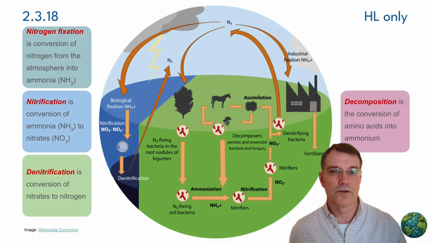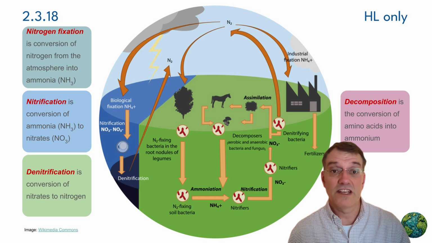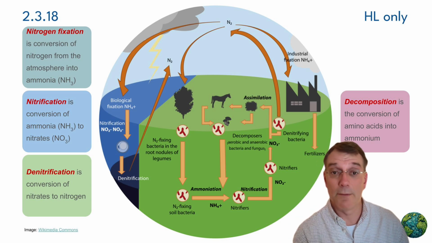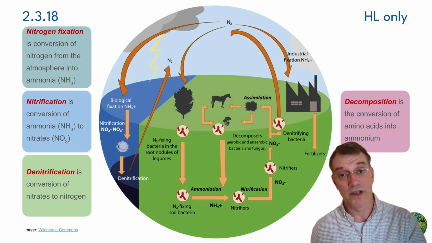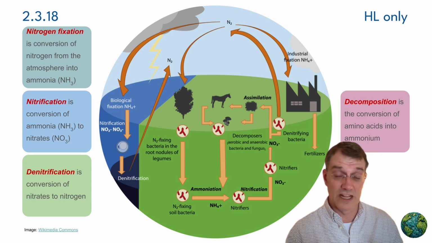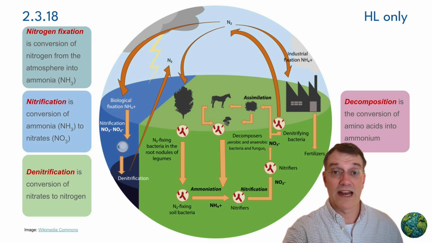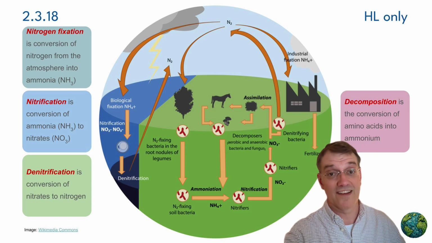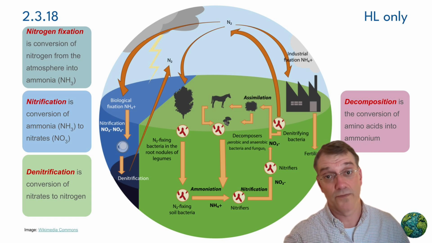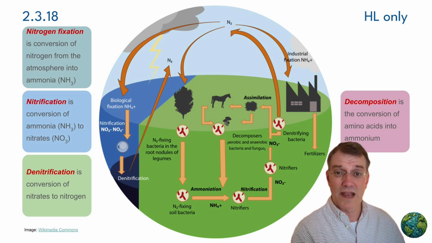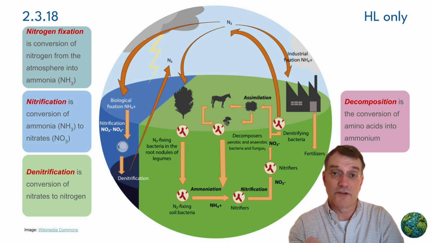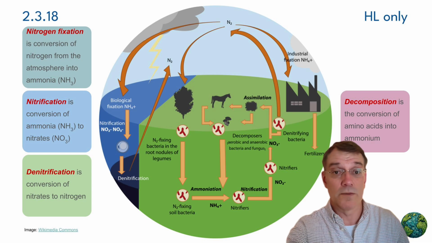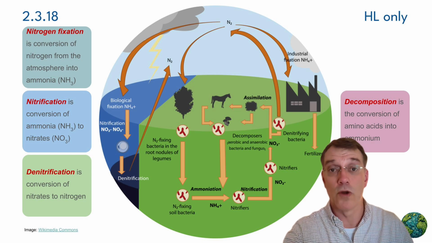Let's trace these bacterial processes. Nitrogen-fixing bacteria transform atmospheric nitrogen gas into ammonia, which makes the nitrogen available to plants. Nitrifying bacteria then transform ammonia into nitrites and ultimately into nitrates. Then we have decomposer bacteria, which break down organic nitrogen compounds back into ammonium through a process called ammonification.